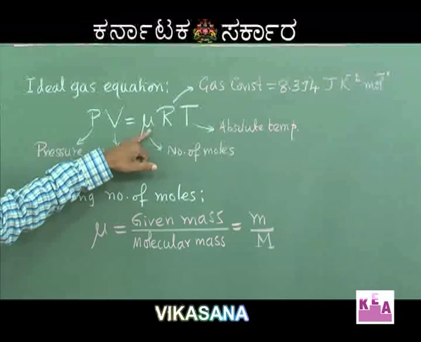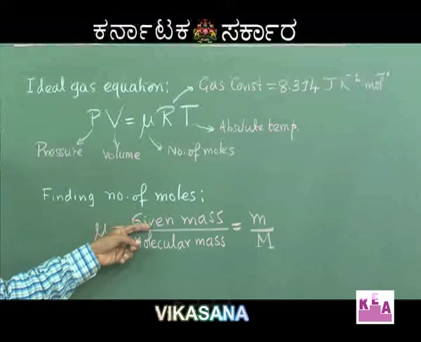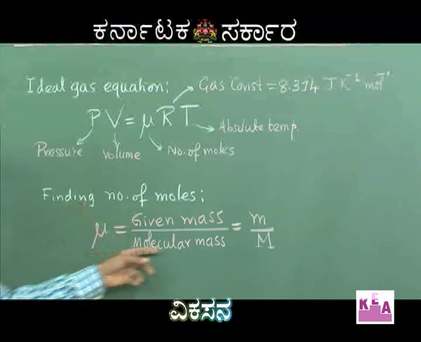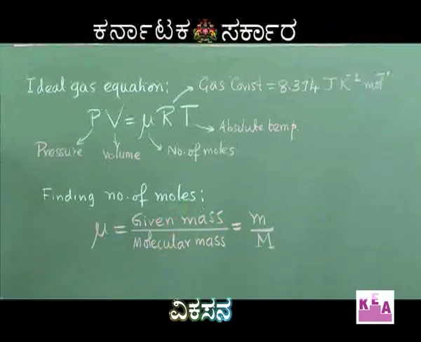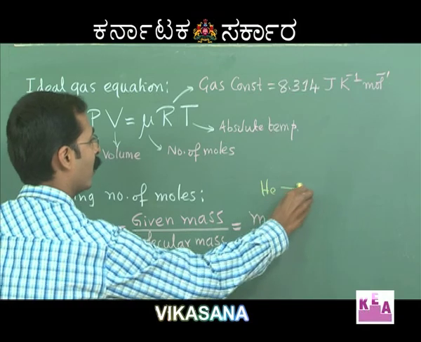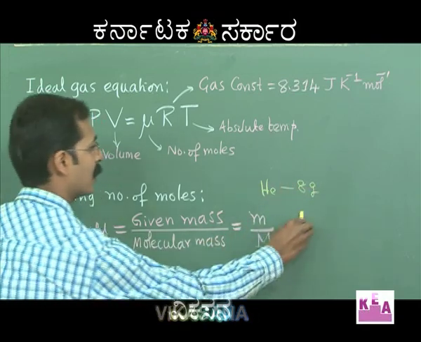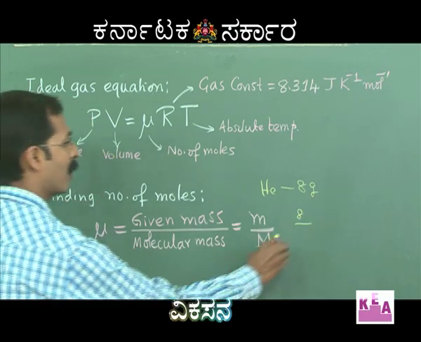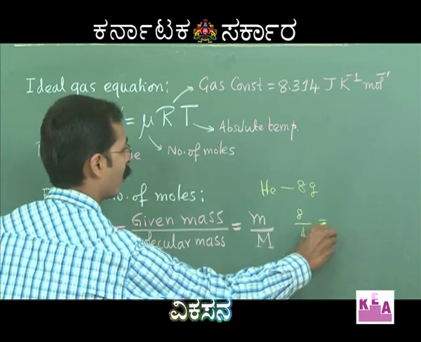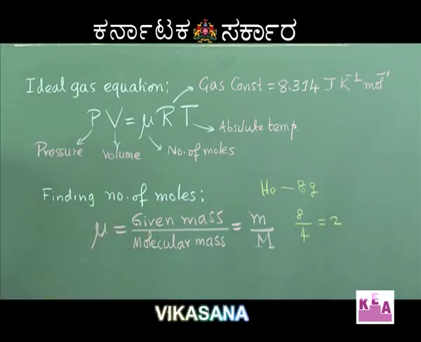Now, there is a problem with finding μ, the number of moles. The number of moles is given by the given mass divided by the molecular mass, m divided by M. For example, if you take helium, if they give 8 grams of helium, then the given mass is 8 divided by the molecular mass of helium, which is 4. Therefore, the number of moles in 8 grams of helium is 2. That is how we find the number of moles.